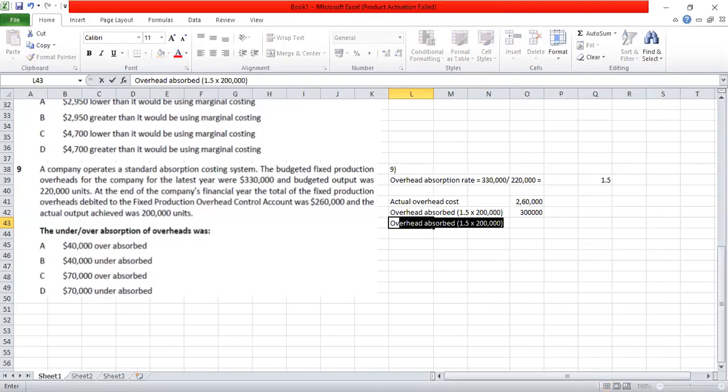So over absorption of overhead would be the difference between these two. They charged more than what actually was incurred. That's 40,000. Answer is A.